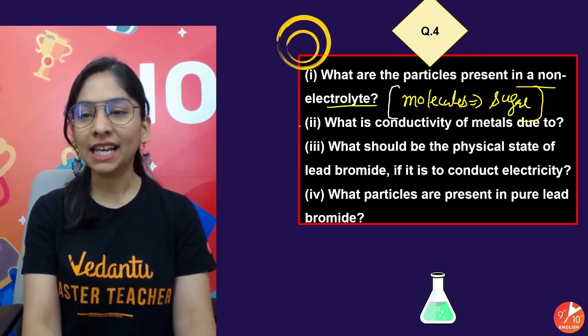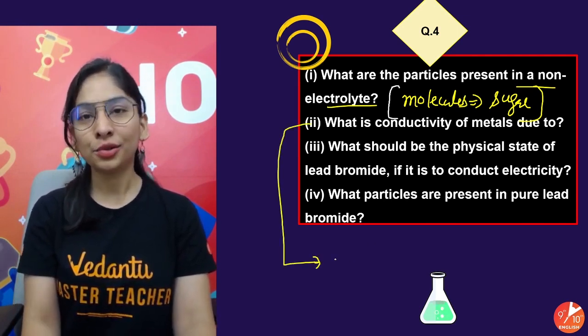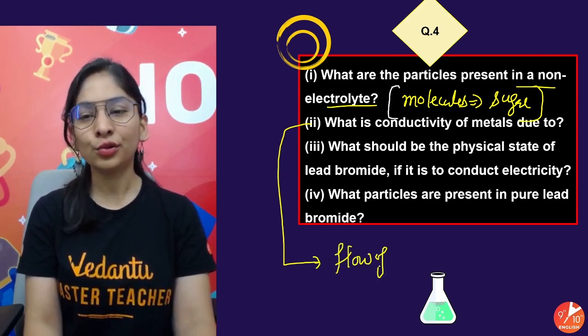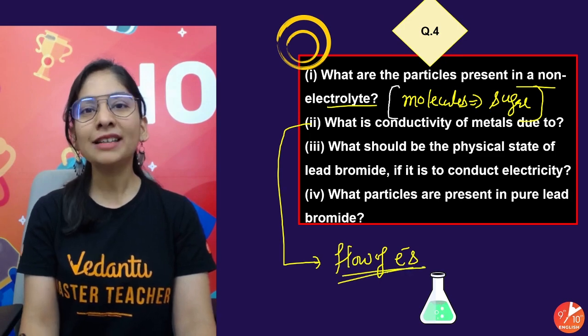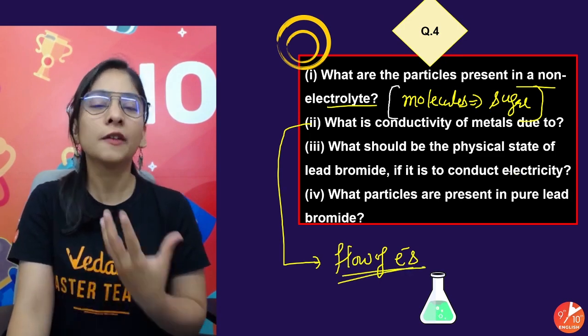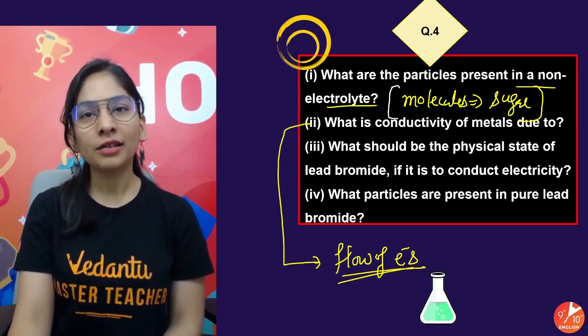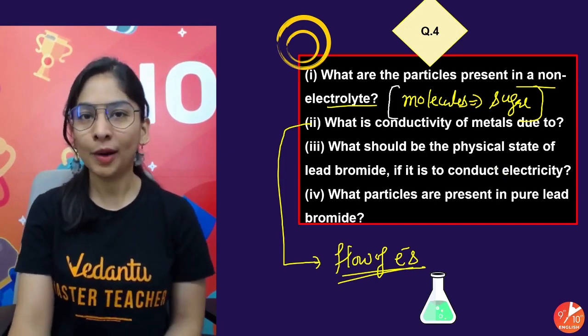Next is, what is conductivity of metals due to? And that also we did in the very first question. That is definitely due to flow of electrons. Please do remember, the VIP series is more of a revision series. After following those videos and a quick revision, you can practice here with the help of so many questions.